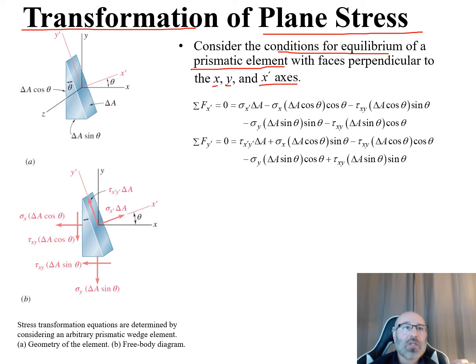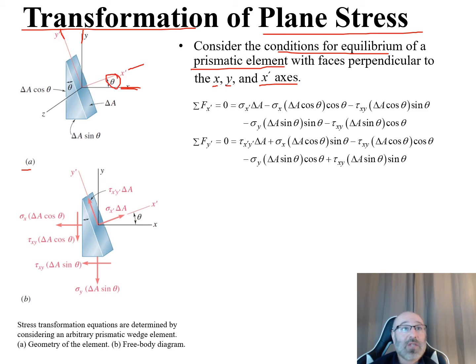So we can take a look at this element right over here in part A of our figure off to the left here, and we can see there's our x-axis right here, there's our y-axis right there. Now we can see here our x prime and our y prime axes right here. So we can see this angle as we rotate, as it's transformed from our x to our x prime, we have this angle of theta right there.